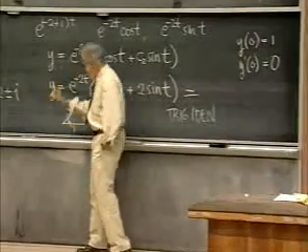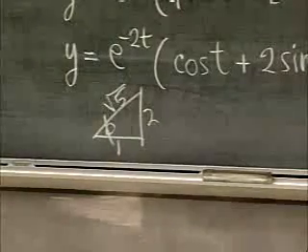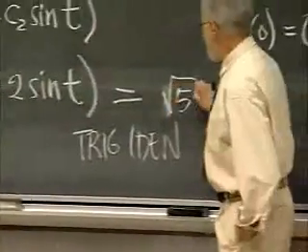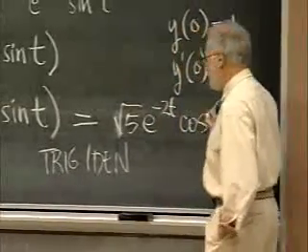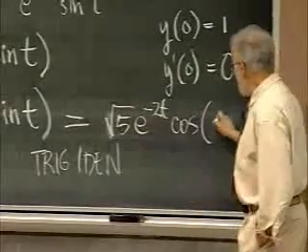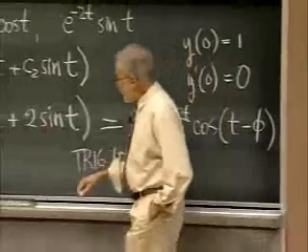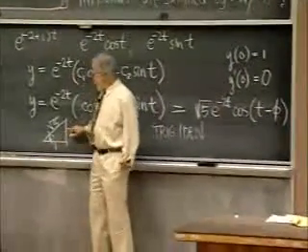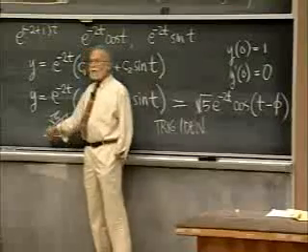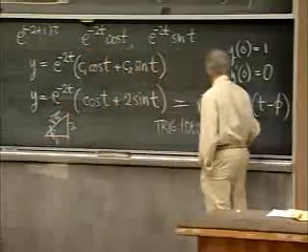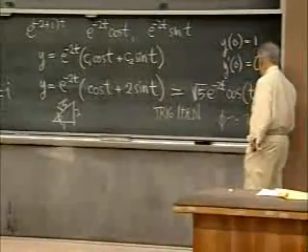And here is phi, the phase lag. So it's square root of 5 times e to the negative 2t, and the stuff inside is the cosine of t minus phi, where phi is this angle. The circular frequency is 1. How big is that angle, for 1 and 2? Well, if this were the square root of 3, which is a little less than 2, it would be 60 degrees, so this must be 70 degrees. So phi is 70 degrees, plus or minus 5, let's say.